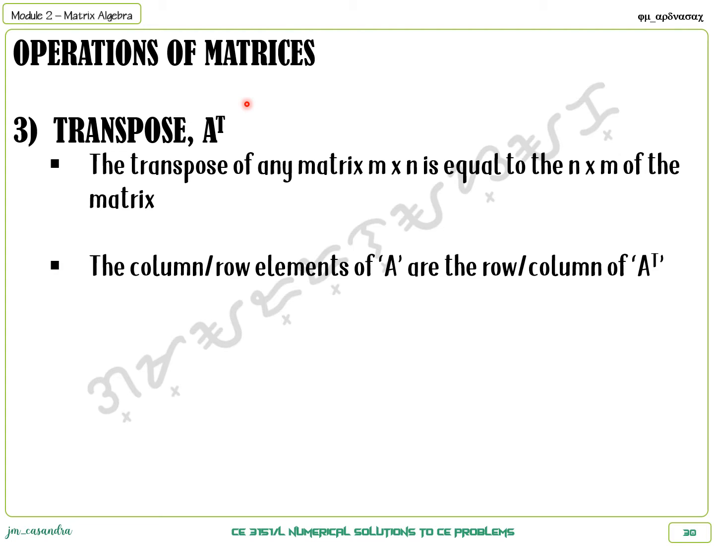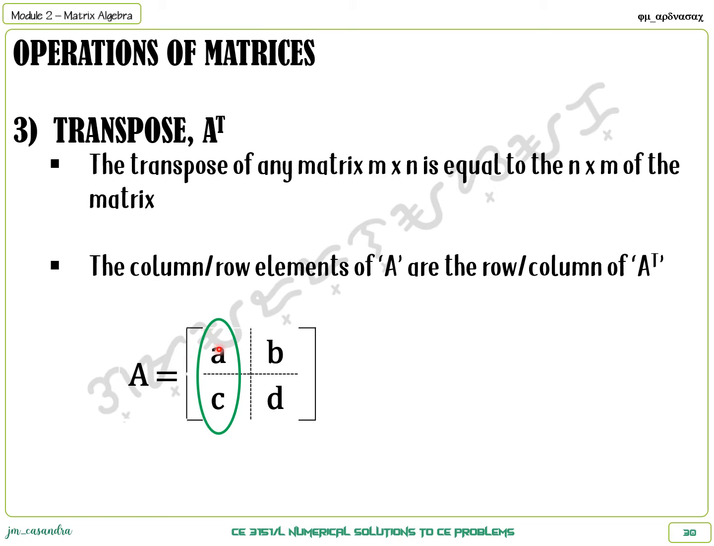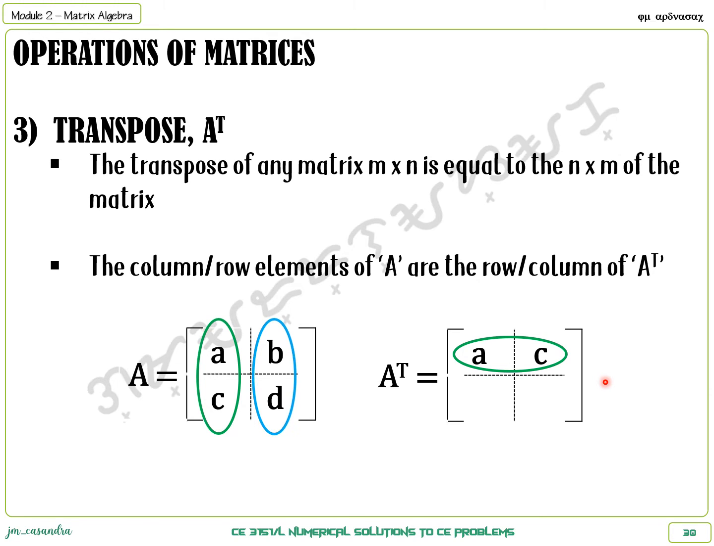To understand this statement, let's have this matrix. If I have matrix A with elements a, b for the first row, and c, d are the elements for the second row, if I'm going to get the transpose of this matrix, the first column of our given matrix will become the first row of the transpose. And the second column of our given matrix will be the second row of your transpose.